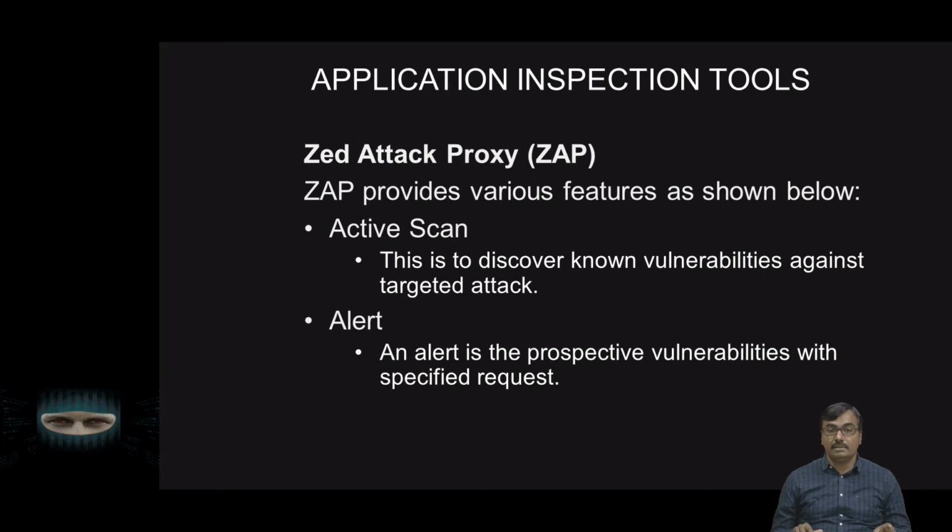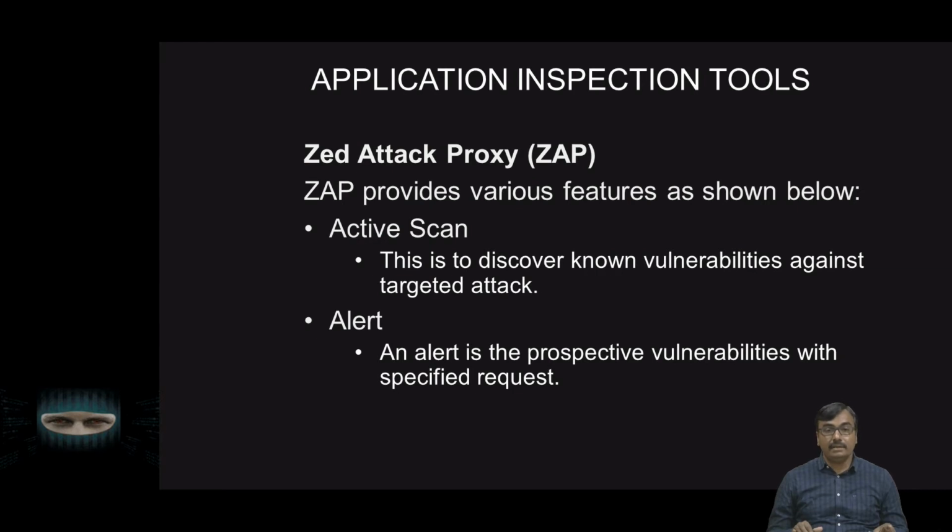Basically, ZAP provides various features as shown below, like active scan and alert. Active scan is used to discover vulnerabilities against a targeted attack. In ZAP we have to provide one URL and the rest of the things will be done by ZAP when we click on the scan button. It discovers the vulnerabilities available inside the web application or website.